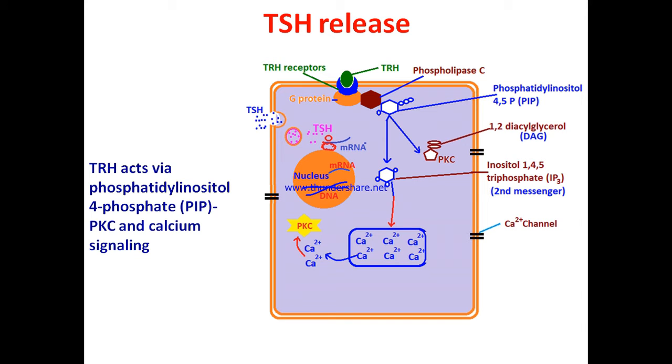for TSH hormone, and mRNA is produced. mRNA moves out of the nucleus and binds to the ribosome, and the TSH protein is produced, which is stored in vesicles. The vesicles move to the cell surface and break open and release the TSH into blood.